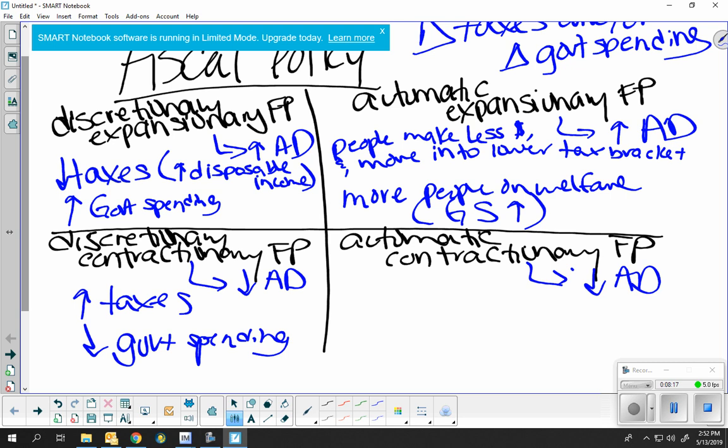So there's lower taxes automatically with our tax brackets, and there's more government spending automatically because of welfare programs and things like that. To contract the economy, we must be in an inflationary gap. It's the exact opposite. If it's contractionary, people are making more money because they're in an inflationary gap, which is why we need to contract. People move up tax brackets, typically paying more in taxes, which is like higher taxes right away. And if we're in a period of inflation, everyone's fully employed, and not too many people are on welfare.